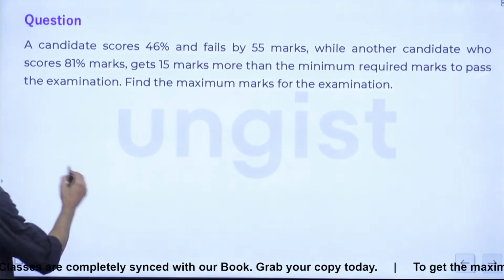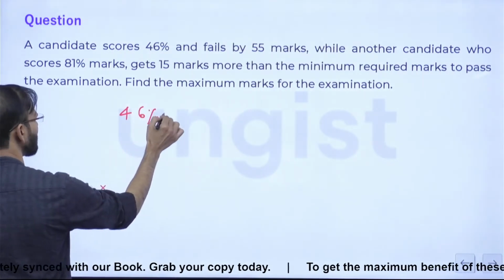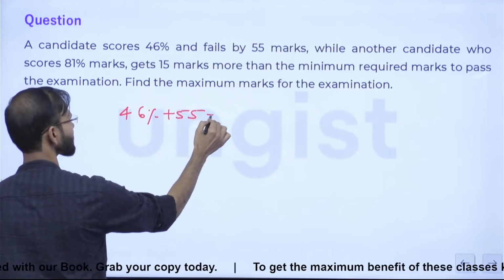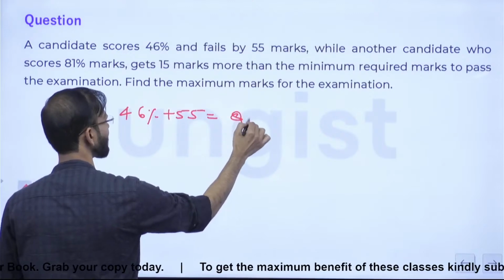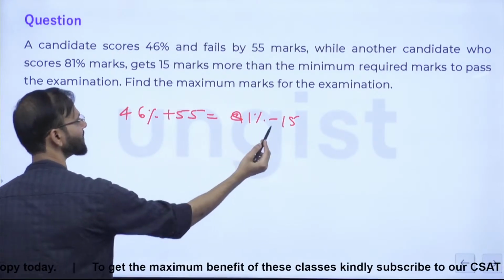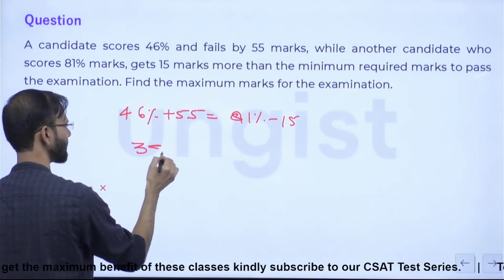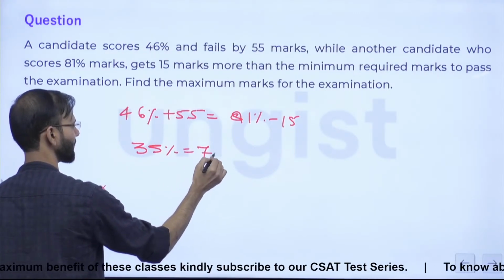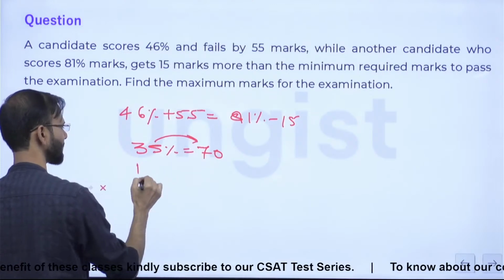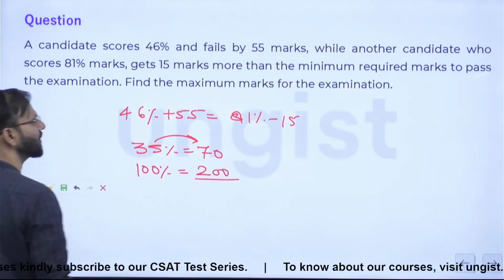Look, all of you, look here. 46% plus 55 is same as the passing marks, or 81% minus 15 is same as the passing marks, right? Guys, bring this here, bring this here, right? So here it is 35% is equal to 70. So this is double, right? So 100% is equal to 200. Everybody, it's clear, right?